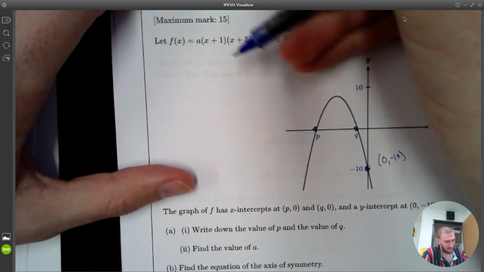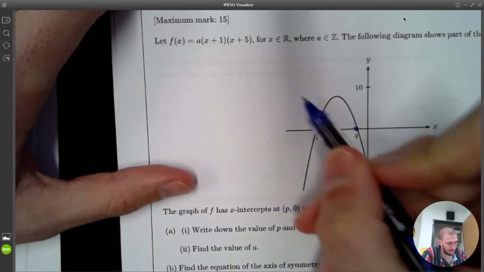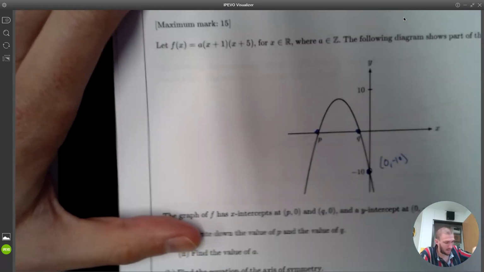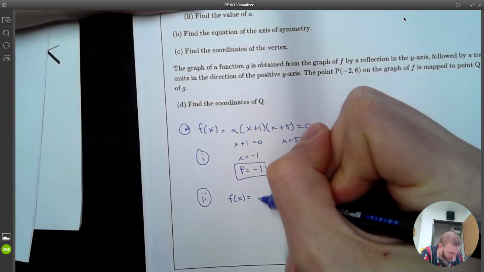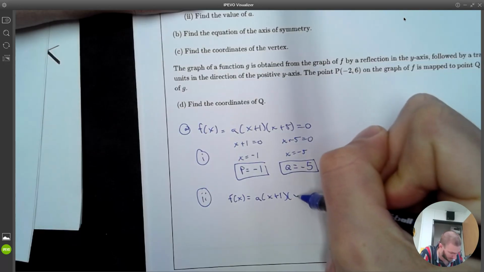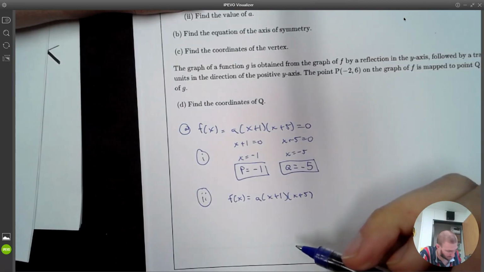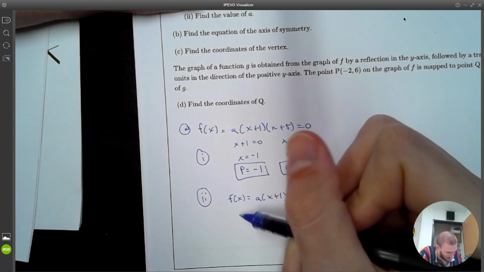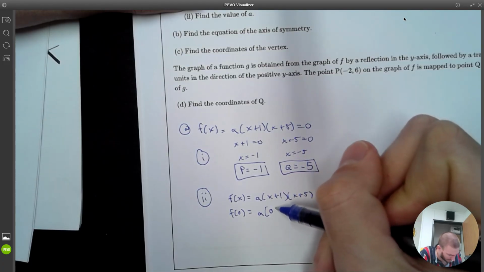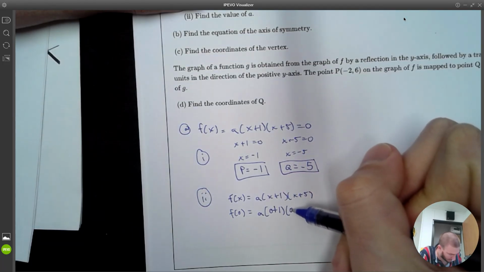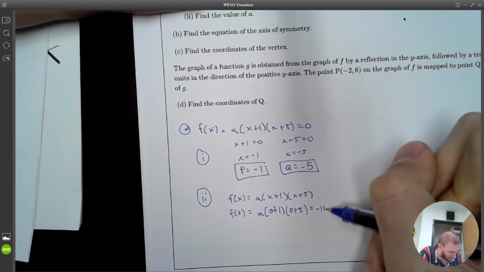And of course, I'm going to have to combine these two pieces of information in order to get the next answer. So I'm going to take this and put it up here. So the way that looks is that I have f of x is equal to a, x plus 1, x plus 5. That's the rewrite. Now I'm going to use 0, negative 10. So f of 0 is equal to a, 0 plus 1, 0 plus 5, and that is going to be equal to negative 10.